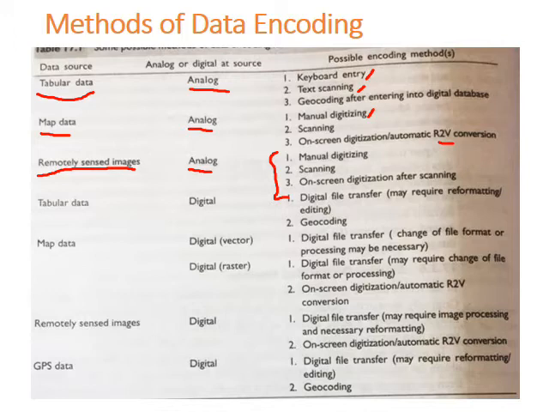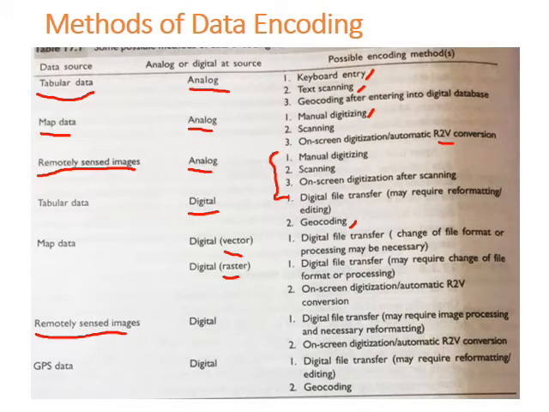If all these above said data is in the form of a digital format, the tabular data, map data, remotely sensed data, if everything is in the digital format, then the way in which you can encode all these into digital format is simply a digital file transfer is required, and geocode the information so that it becomes spatially linked information. If the map data is in a digital format, first of all, you need to look at whether it is a vector format or it is in a raster format. Accordingly, you have to choose the file transfer methods.